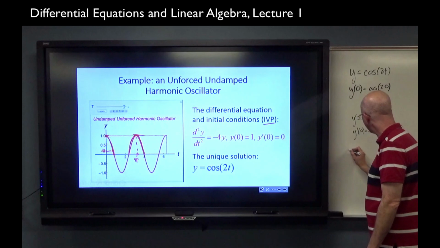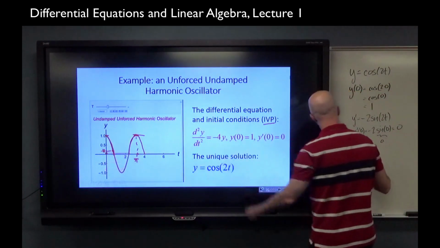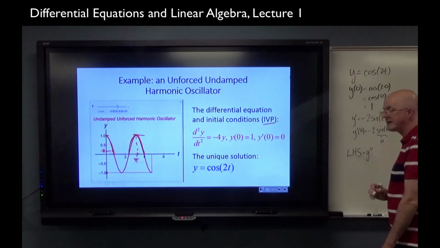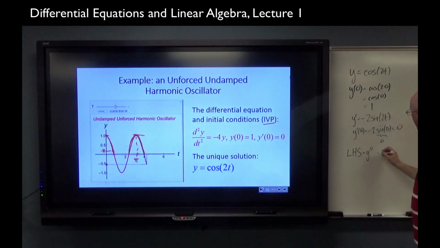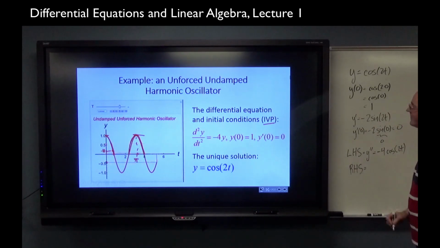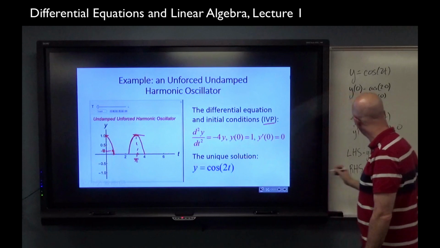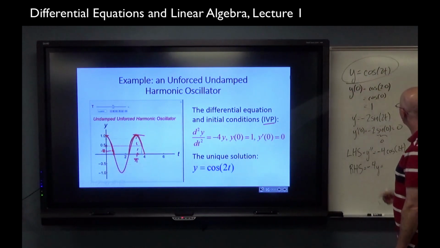So the left-hand side, LHS, is the second derivative. I wrote it in Leibniz notation here. For short, I'll just write y double prime. I already know y prime is right there. What's y double prime? Take the derivative of this, you'll get another factor of 2, you'll get negative 4 cos 2t. That's what the left-hand side simplifies to. What about the right-hand side of the differential equation? Negative 4y, what does that simplify to when I plug in this function?